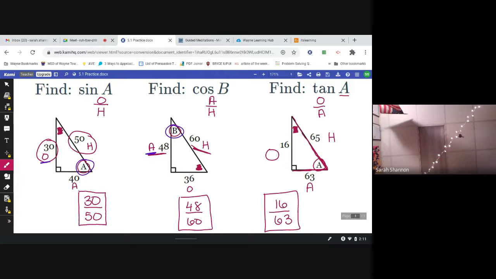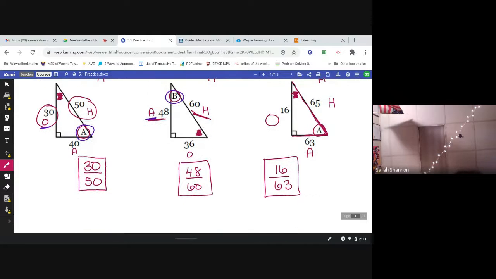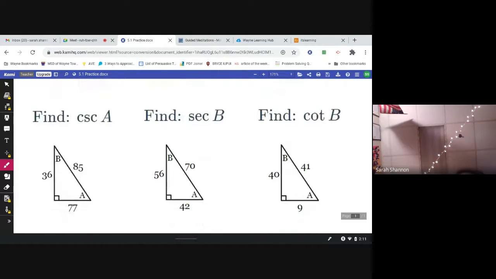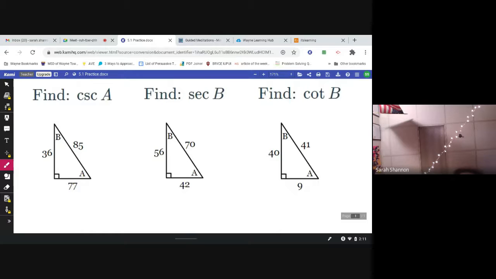All right, if you do end up coming up with any questions, you could always ask it at the end. That's completely fine too. All right, so here's the next three that we're going to work on.